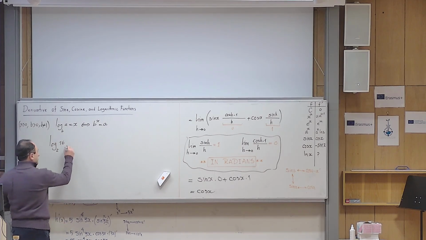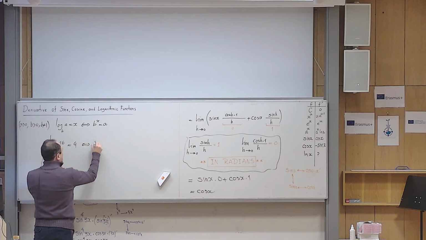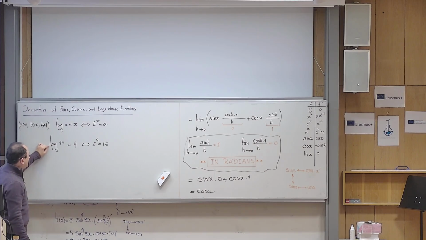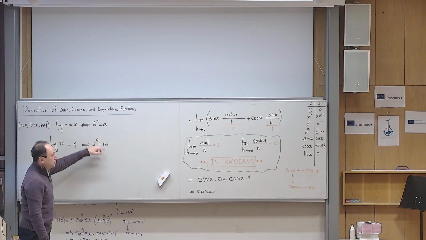In this case, extremely simple, it is 4. Why? Because 2 to the power of 4 is 16. Of course, if you ask me what is logarithm of 15 to the base 2, it asks the same question, but I cannot read it off the top of my head, yes? Because I don't know what is that number so that 2 to that number is 15.